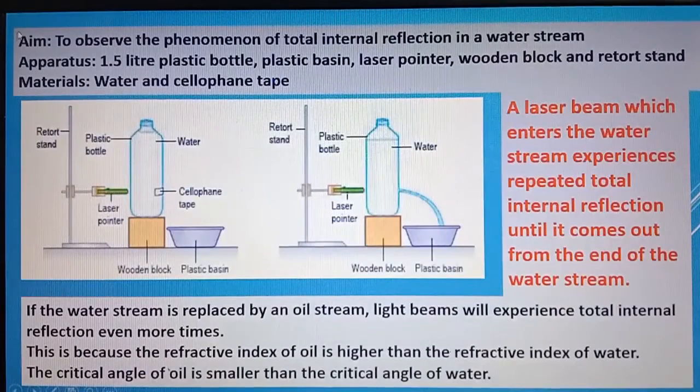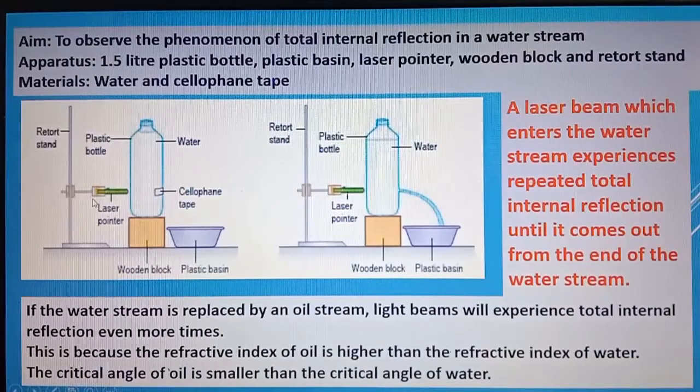Okay, look at this activity. This activity is to observe the phenomenon of total internal reflection in a water stream. The apparatus we need are a 1.5 liter plastic bottle, plastic basin, laser pointer, wooden block, retort stand, water and cellophane tape. You can see initially we cover the hole that was already made here, so that the water can come out.